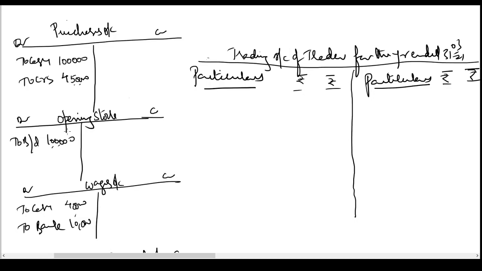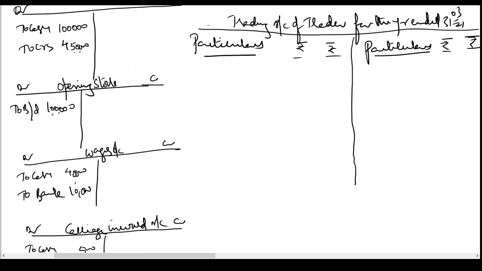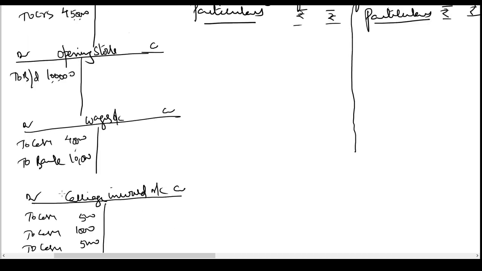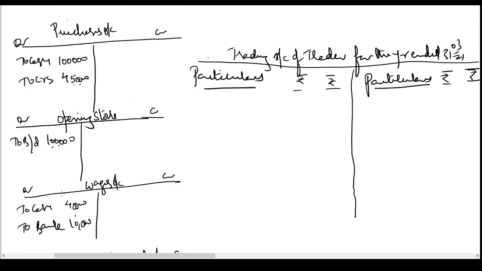There is one account called opening stock. There is some account called wages, carriage inward, purchase returns. Now at the end of the year, I want to arrive at my profits. I want to know my gross profits. So how to arrive at the gross profits?